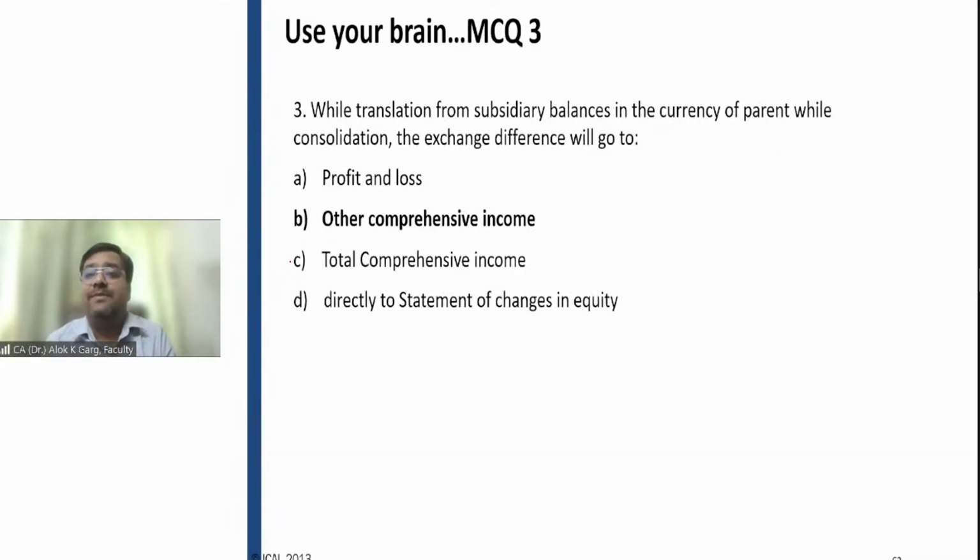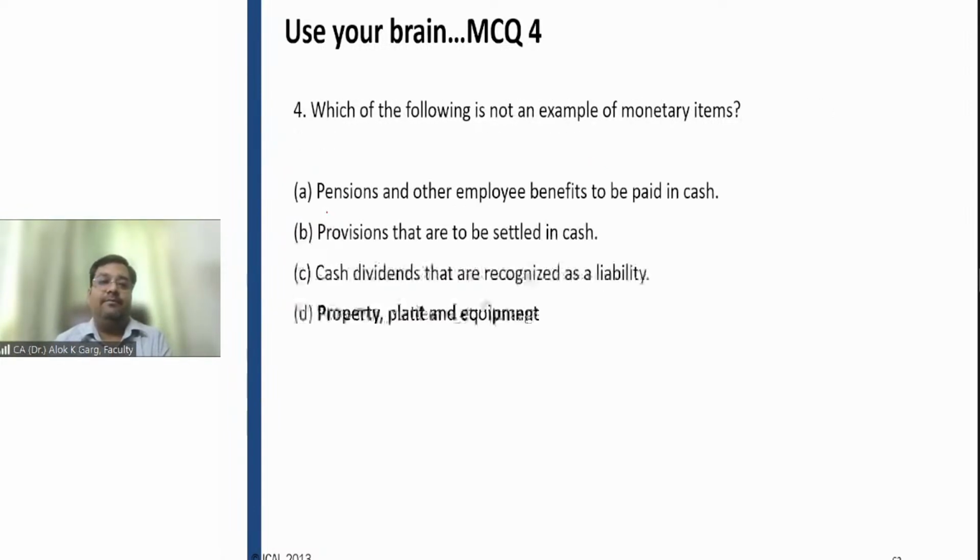While translating subsidiary balances into the currency of the parent during consolidation, the exchange difference will go to P&L, OCI, TCI, statement of changes in equity. What is the right answer? Yes, it will go to OCI, other comprehensive income.